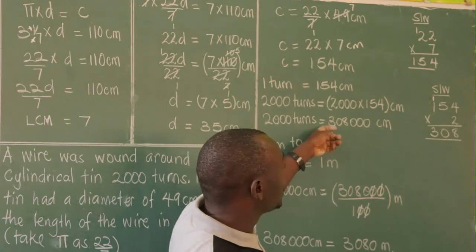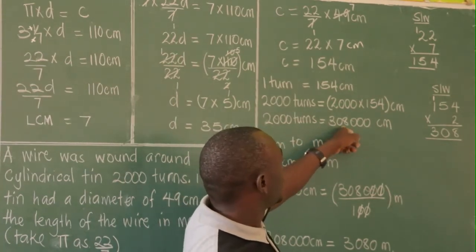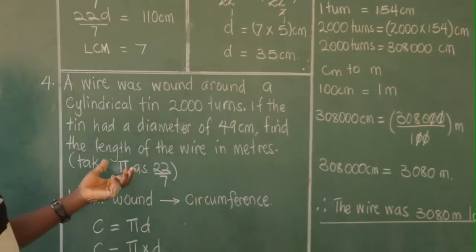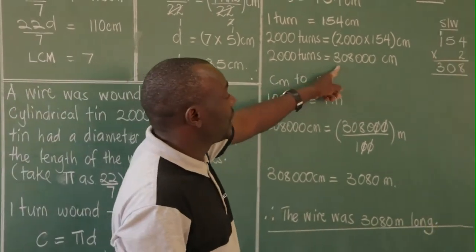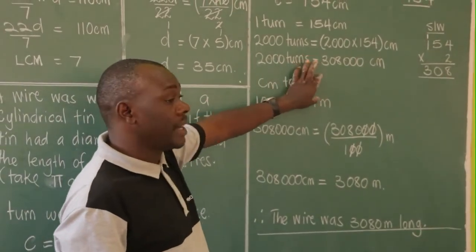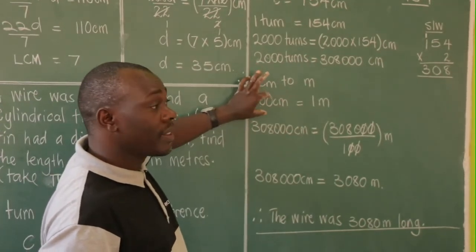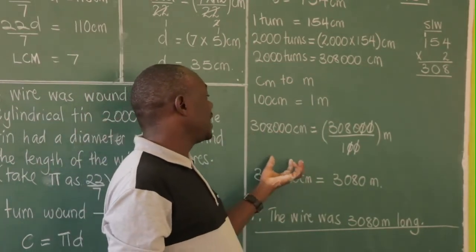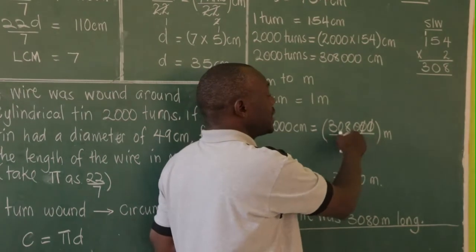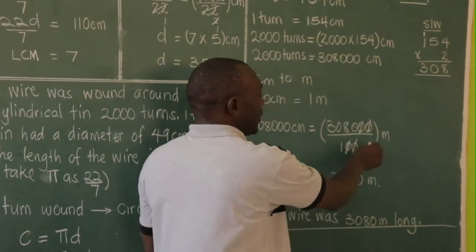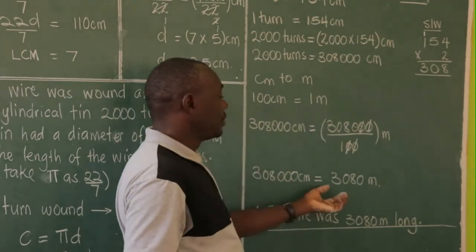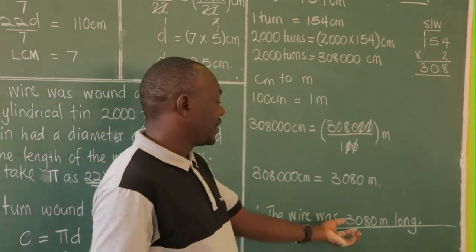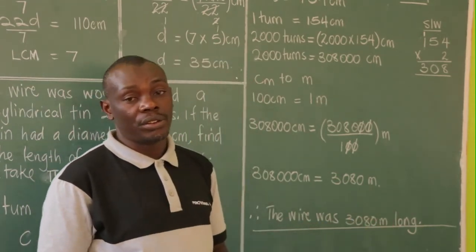So 2,000 tons wound is a 308,000 centimeter wire. But the question asked you to find the length of the wire in meters. Now, if you already got it in centimeters, convert centimeters to meters by knowing that 100 centimeters make a meter. What about 308,000 centimeters? That is 308,000 divided by 100 meters. Cancel by 10 by 10, remain with 3,080 meter wire. So the whole wire is 3,080 meters long.